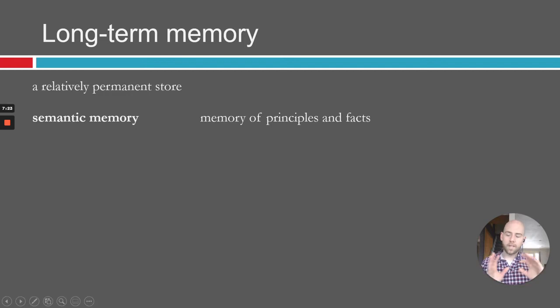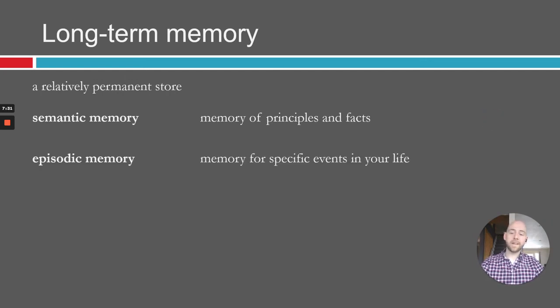But as we talk about long-term memory, like I said, it's useful to make some distinctions between different types of memories. So one distinction might be between semantic and episodic memory. Semantic memories are memories of principles, facts, knowledge, ideas, those sorts of things. Episodic memories are memories for the specific events in your life. You might think about those events as episodes that are part of your episodic memory.